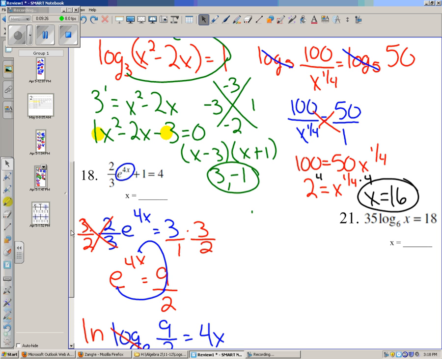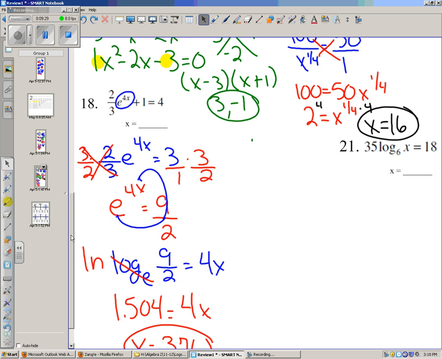All right, last problem. There is a constant. Again, constant means you will loop. But before I can loop, it's got to be just the log. So I have to move the 35 first. So I'm going to divide it to the other side. And I'm just going to, again, leave it as a fraction. It's just less work. Now I'm ready to loop.